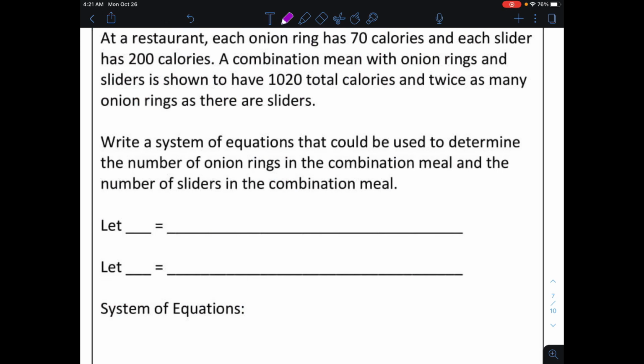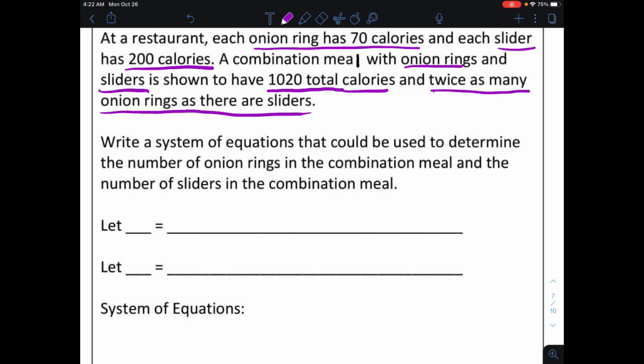Okay, last question. At a restaurant, each onion ring has 70 calories and each slider has 200 calories. I'm just going to underline here to make it easier to find. A combination meal with onion rings and sliders is shown to have a total of 1,020 calories. A combination meal means I have both onion rings and sliders, with a total of 1,020 calories. And we have twice as many onion rings as sliders.